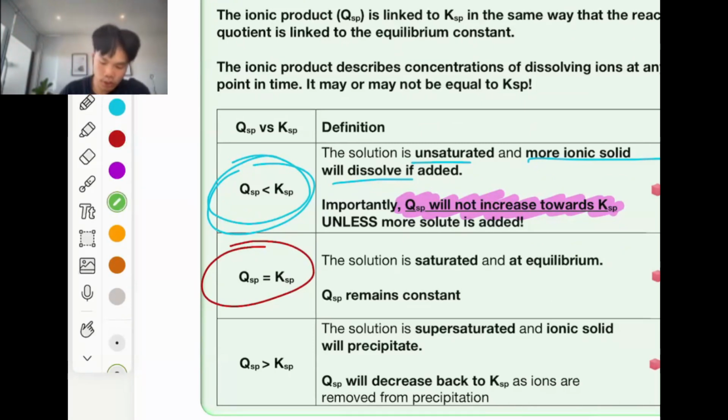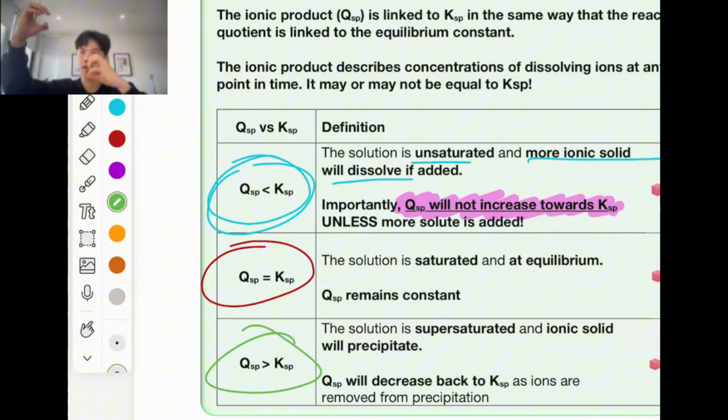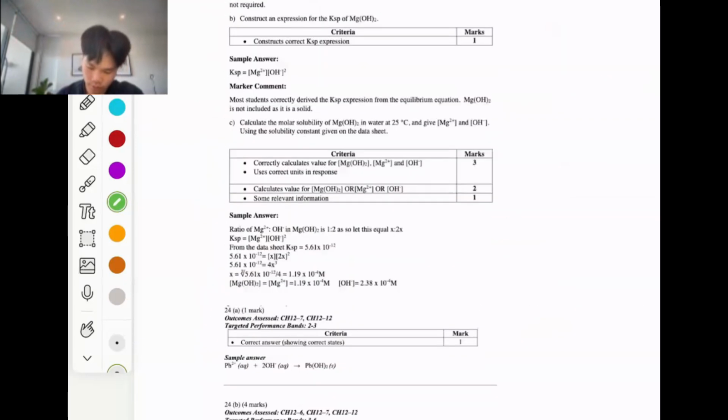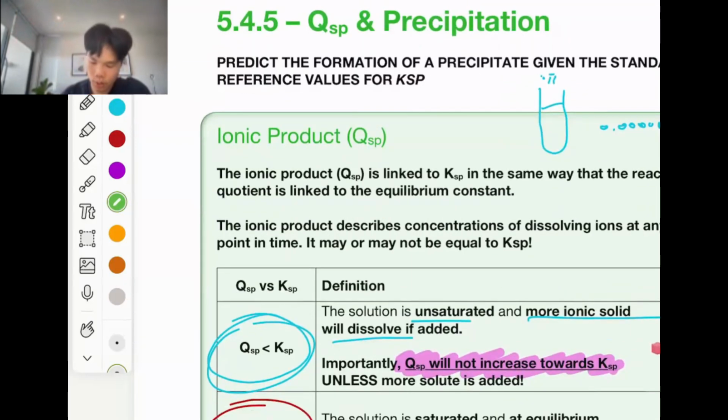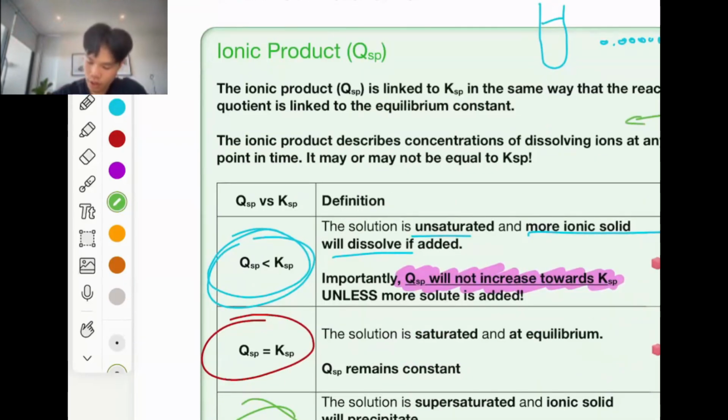In the cases where you are supersaturated and QSP is above KSP, this is where you have your precipitate forming. It's because your QSP is above KSP, and in this case, it does actually return back down to K, and it does so by shifting the equation to the left, forming more solid, and reducing how much aqueous concentration of each ion you have, hence bringing down Q. So 3 cases, once again, remember those 3.